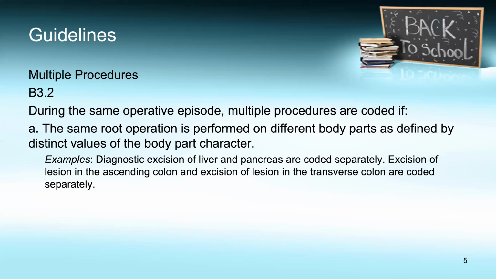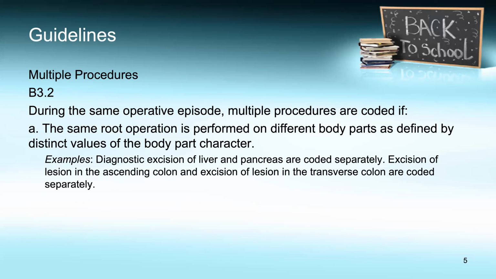So this is the multiple procedure guideline. And this one is very important because a lot of times new coders are trying to figure out how many of the different pieces of the procedure they are actually supposed to code separately. When do they use multiple procedure codes versus a single procedure code? So these guidelines here in B3.2 cover the scenarios where you do indeed code multiple procedures.